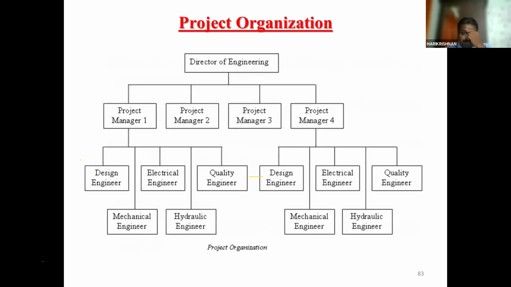So, for example, you may see over here, Director of Engineering, Project Manager 1. Okay, so there is a work coming over here. For example, construction of a bridge on a national highway. So we have selected a project manager. Under that project manager, we are allotting a design engineer, a mechanical engineer, an electrical engineer, a quality engineer, and a hydraulic engineer. So these come under one project organization.